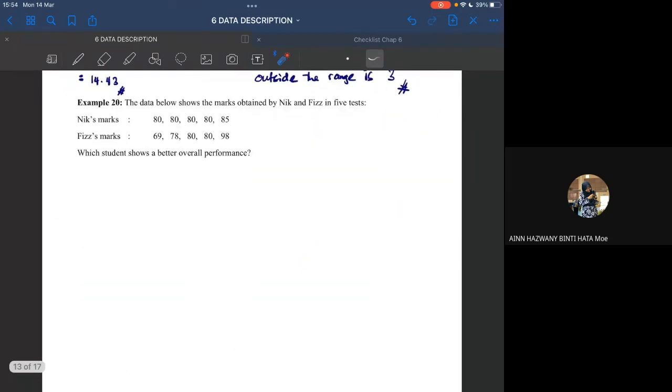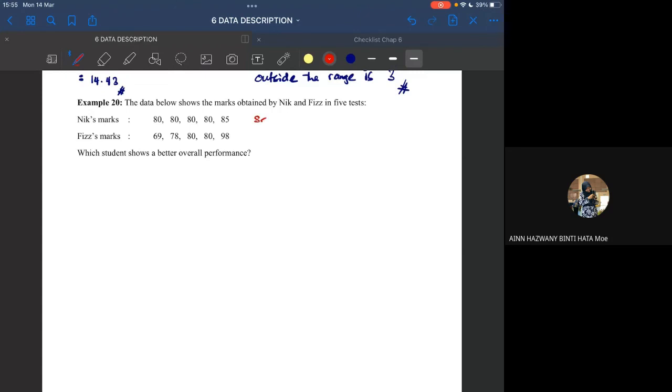Okay, so example 20. Saya nak bagi jawapan je dekat sini. Soalan tak suruh cari apa-apa pun. The question just simply said, which student show a better overall performance? So, let's say, kamu ambil test, saya nak tengok antara Nick dengan Fiz, siapa yang lagi better dia punya performance. So, how are we going to define that? By using the standard deviation dekat sini lah. Soalan tak suruh cari standard deviation, tapi kamu tahu kamu kena gunakan standard deviation untuk tahu the performance of these students. So, saya akan bagi the final answer je.